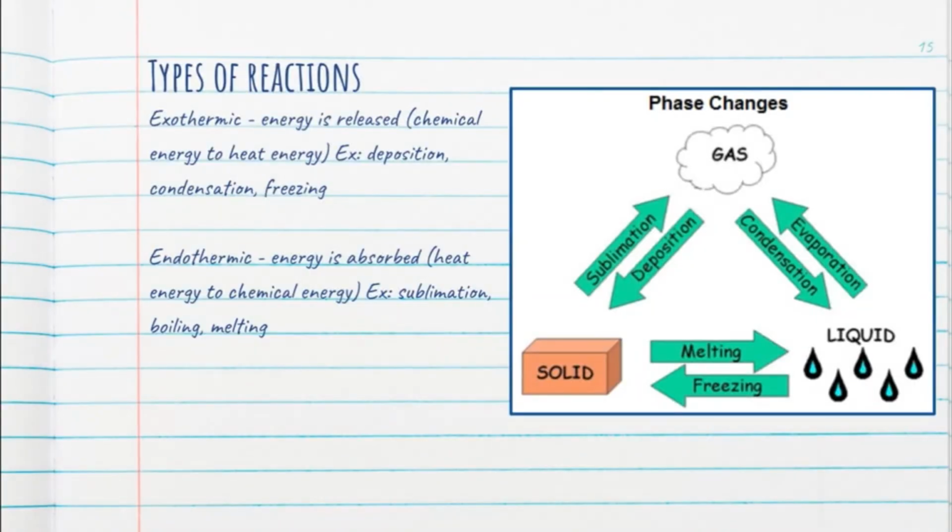There are 2 types of heat reactions. In exothermic reactions, energy is released, and it goes from chemical energy to heat energy. Examples are deposition, condensation, and freezing. Endothermic reactions absorb heat, so it goes from heat energy to chemical energy, and some examples are sublimation, boiling, and melting. Here's a chart for reference.